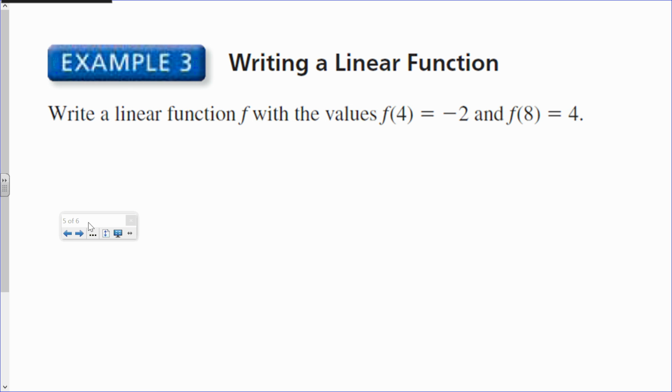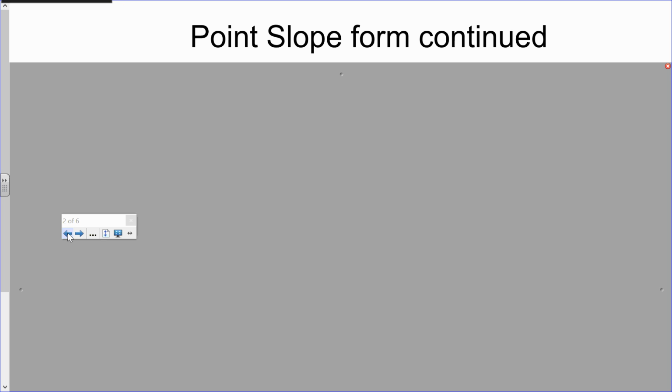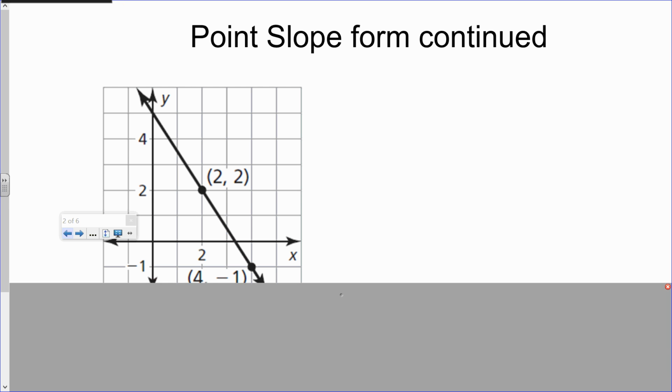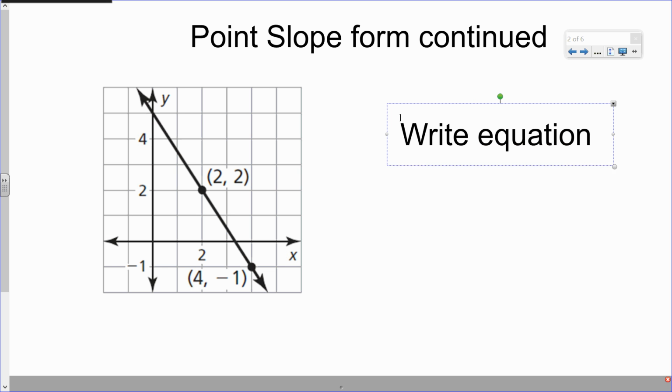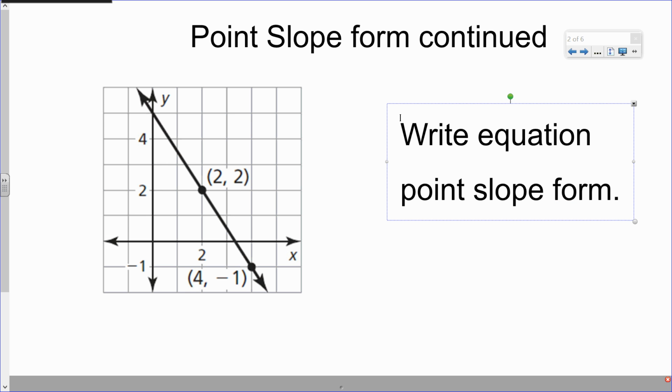Actually, I'm not going to go linear right now. Here's example 3. Write the equation in point slope form. Now I'm going to give you 2 minutes to try it on your own, and you get an extra stamp if you can do it on your own without my help. I'm going to give you 2 minutes though. Right, this is example 3. My bad.